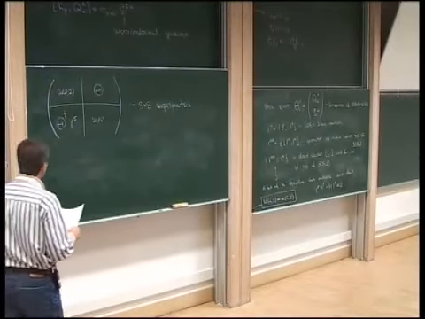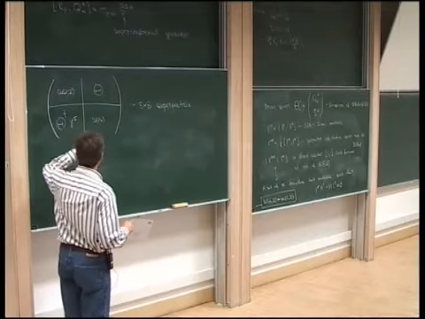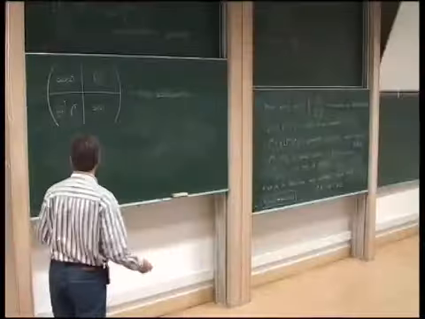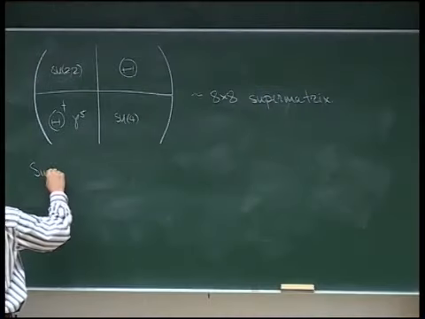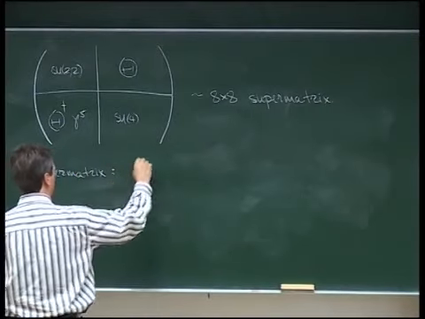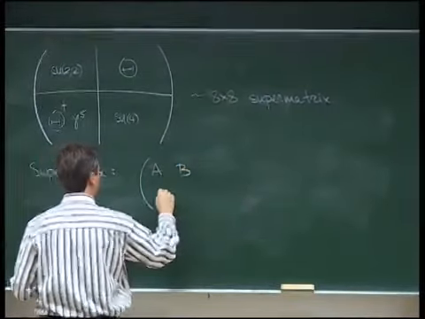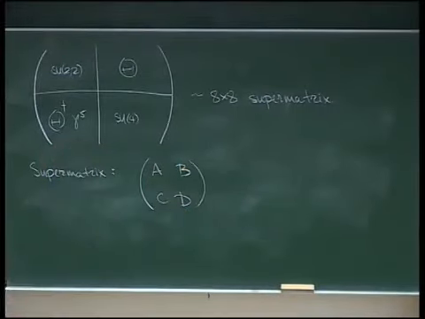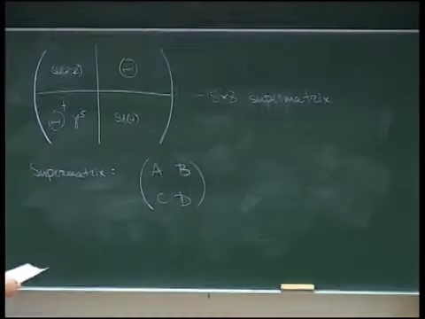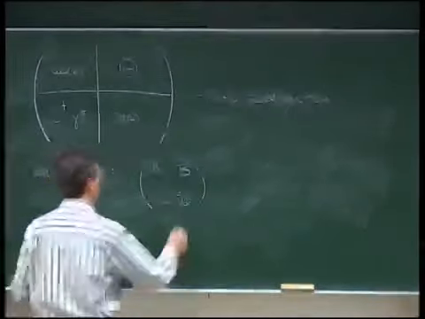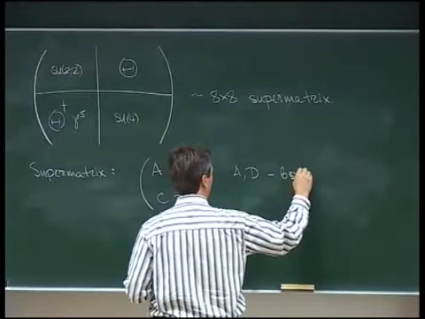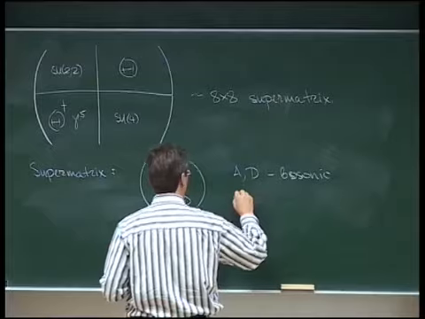But it's important to remember that the supermatrices have bosonic and fermionic blocks. So by definition, a supermatrix is a set of 4 blocks, each 4 by 4. So the diagonal elements are bosonic. And off diagonal are fermionic.